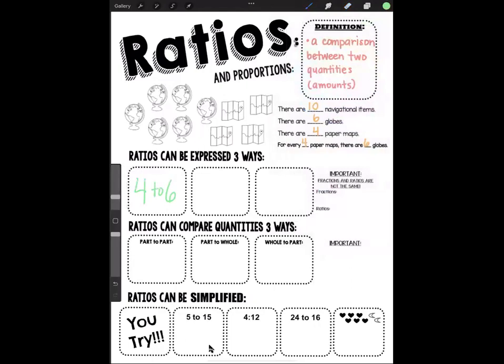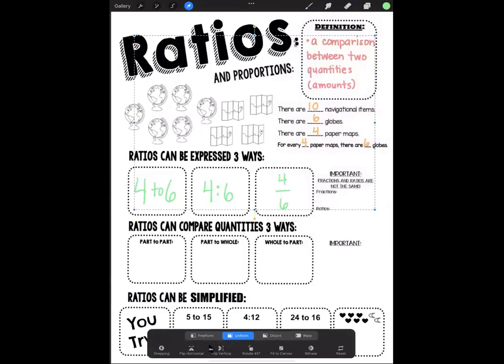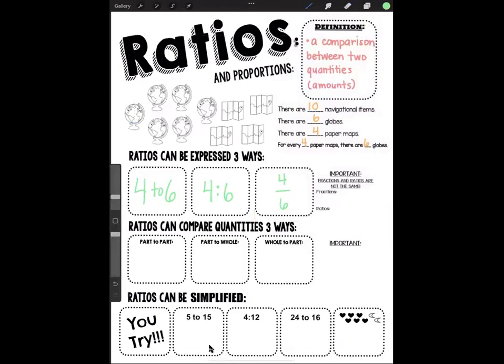Another way to write a ratio is with this symbol here, which is called a colon. So you can put 4:6, and you say it exactly the same way though. You would still say 4 to 6. And then the last way to write a ratio is it looks like a fraction, but you would actually again say it the exact same way, 4 to 6. So all of these say the same thing, 4 to 6, even though they look different.